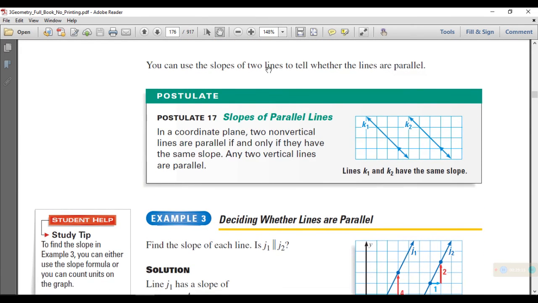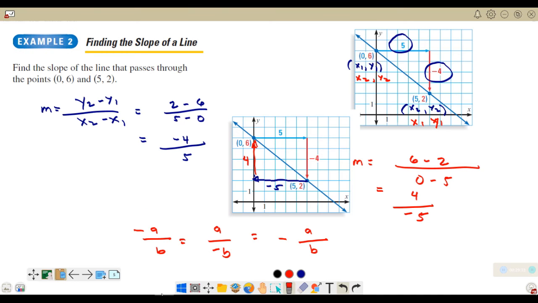You can use the slopes of two lines to tell whether the lines are parallel. May postulate tayo dito: in a coordinate plane, two non-vertical lines are parallel if and only if they have the same slope. Any two vertical lines are parallel. Kasi kapag vertical, parehas silang nakatayo, di ba? Ang slope nito, parehas ay undefined. Pataas lang sila ng pataas, hindi sila lalakad pa kaliwa o pa kanan. Lagi silang parallel. Ganon din kapag both horizontal lines, yun namang may slope na 0. Parallel din yan lagi.